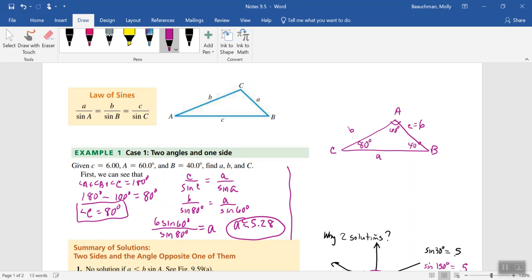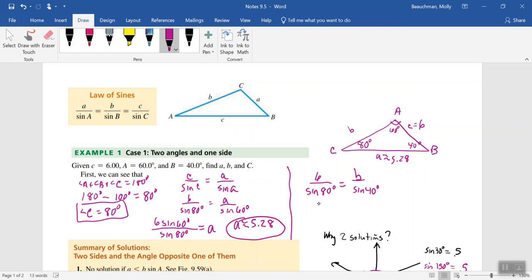Now I want to find little side b. I'm going to use the ratio of c to sine c because that's exact. I didn't round anything to get there. So I'm going to take 6 over the sine of 80 degrees is equal to little side b over the sine 40 degrees.